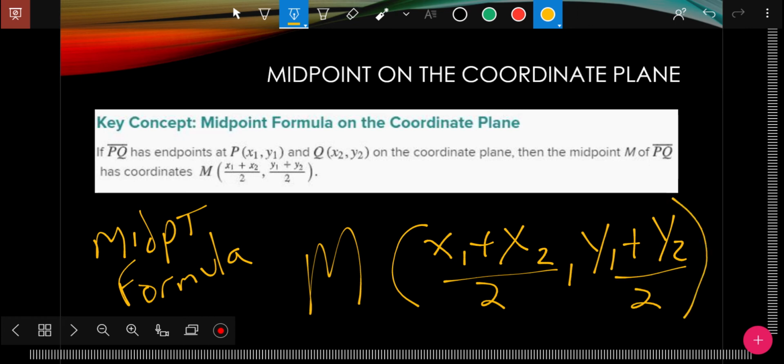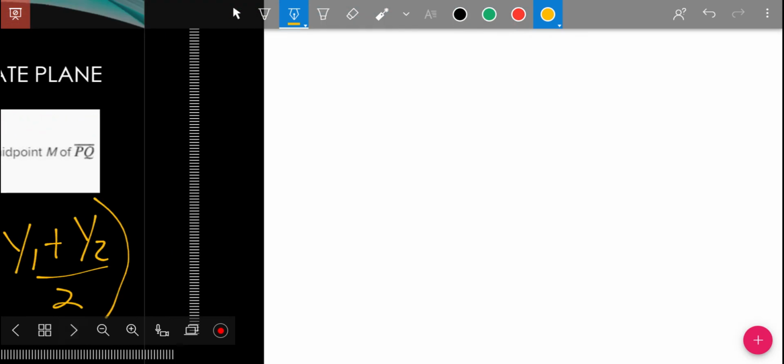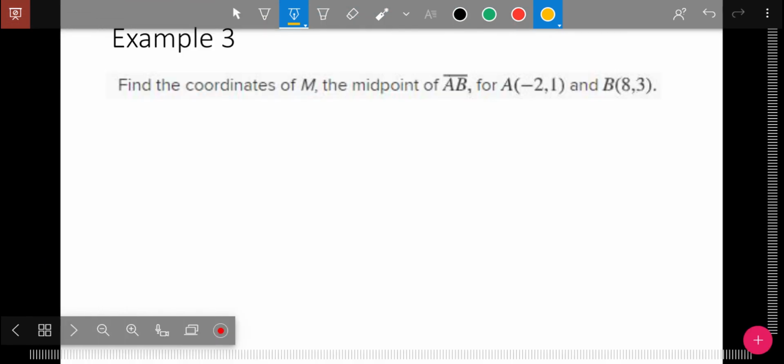So remember, now we're talking on a coordinate plane. So everything is a point with an x and a y. And so my answer is a point with an x and a y. Let's look at an example. For me, this is an x1, y1, and this is an x2, y2. And so I'm going to plug it into that formula we just wrote down in our notes.